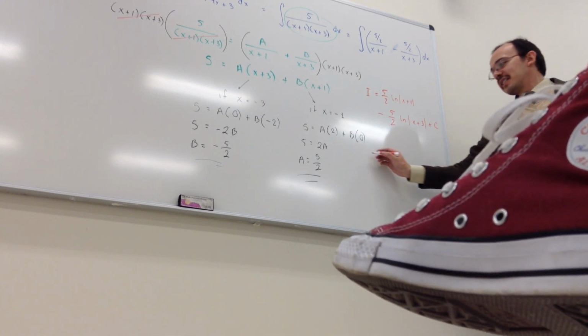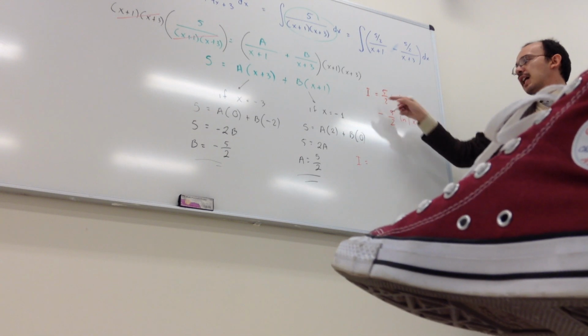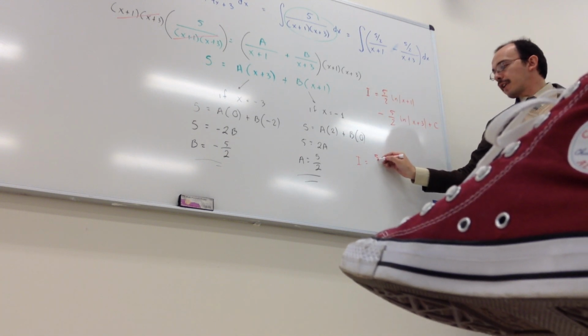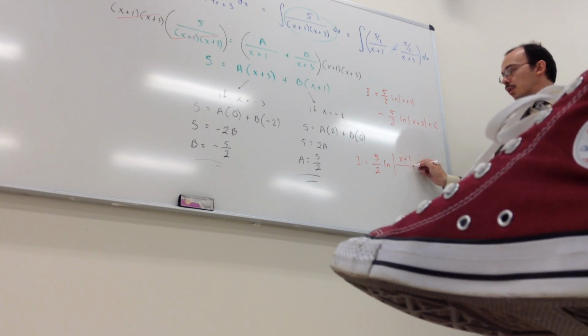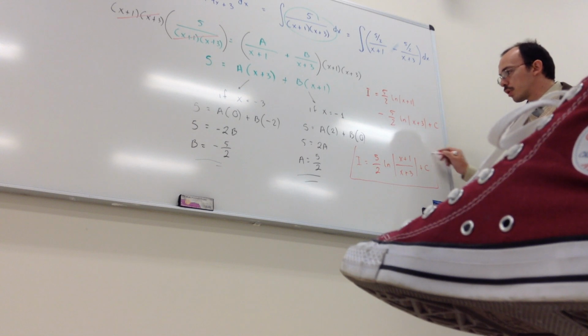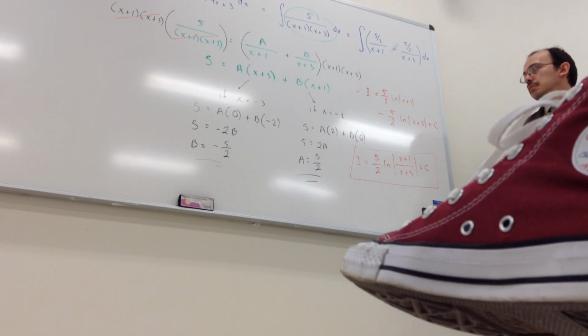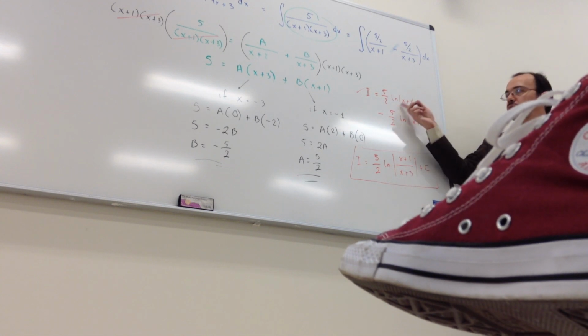If you want to simplify, you could simplify by knowing that this 5 halves could be a common factor. Then you have 5 halves ln of x plus 1 over x plus 3 plus c. That's the final solution. I just applied the property of logarithms, subtraction of logarithms.